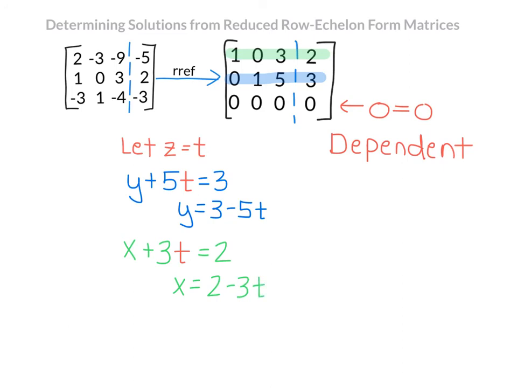Now that we've solved for both x and y in terms of z, or our parameter t, we can go ahead and write this as an ordered triplet. We know that x is 2 minus 3t. We know that y is 3 minus 5t. And then lastly, we know that z is just equivalent to t, which is any real number. That would be my ordered triplet for this dependent system.